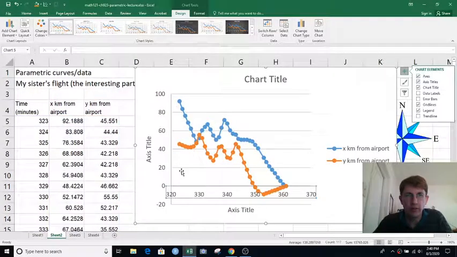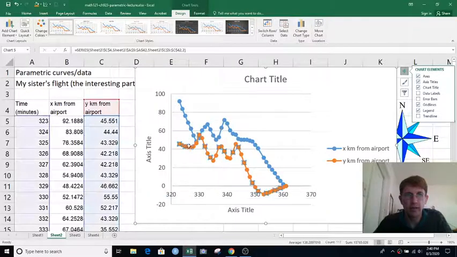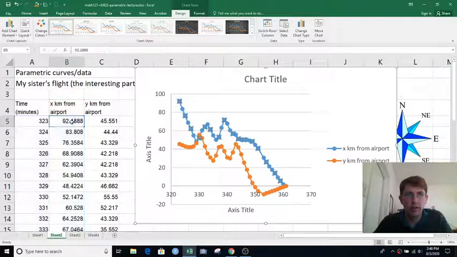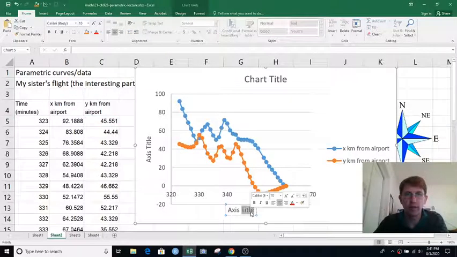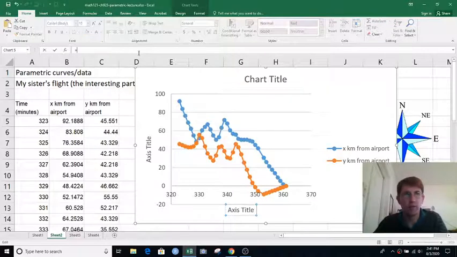So what goes on the x-axis here? Look at these numbers and look at the way I highlighted the data. What goes on the x-axis? Well, these numbers, x and y values, are between 0 and 90 or so, sometimes negative. But they aren't around like 320, so we can tell that this axis is using the minutes into the flight. So we'll label that time in minutes.